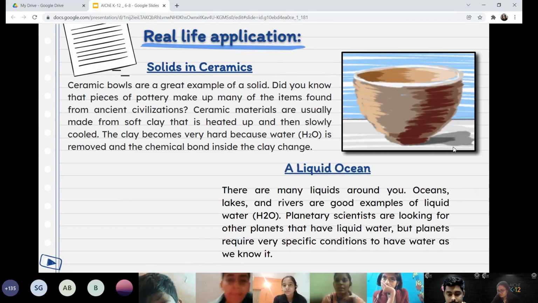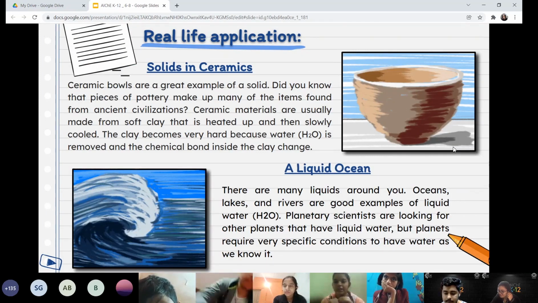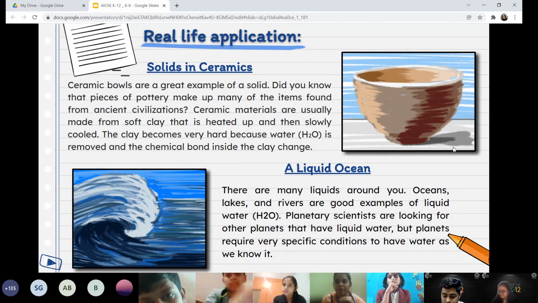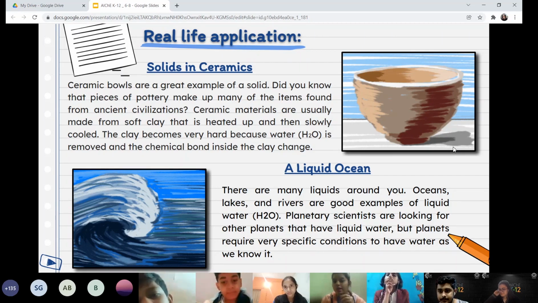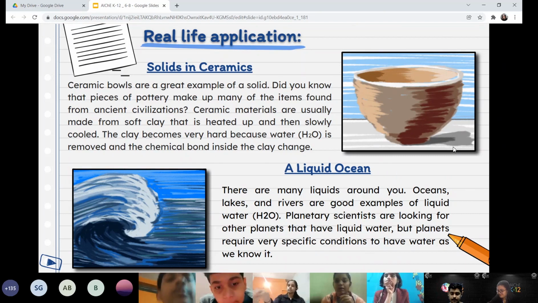Also, from the previous slide, I want you to remember one thing: in the phase change, the mass stays constant, and only the density is actually changing. Now we are going to see some real life applications. The first one is solids in ceramics. The ceramic bowls that we see in our daily life are a great example of a solid. Did you know that pieces of pottery make up many of the items found from ancient civilizations? Ceramic materials are usually made from soft clay that is heated up and then slowly cooled. After it is cooled, the clay becomes hard because the moisture is removed, and the chemical bonds inside the clay are changed.